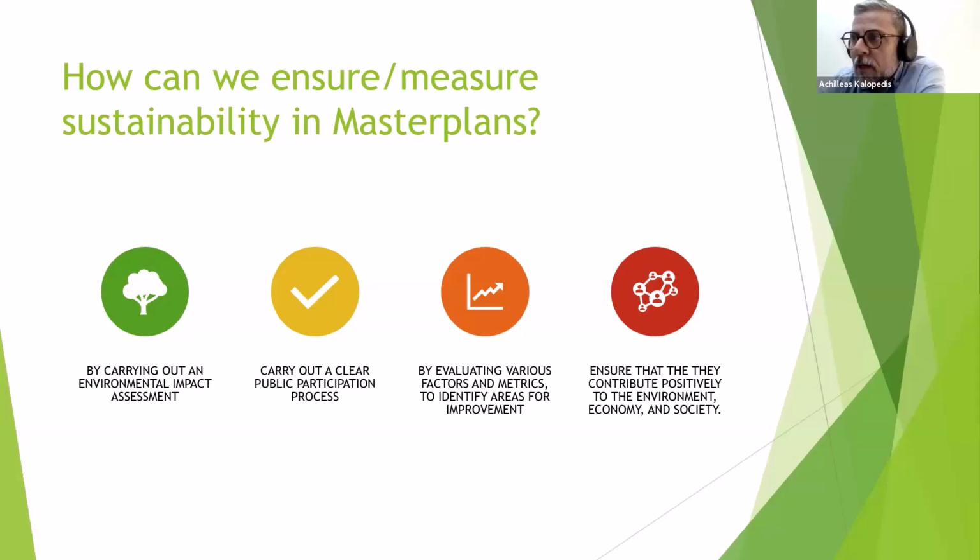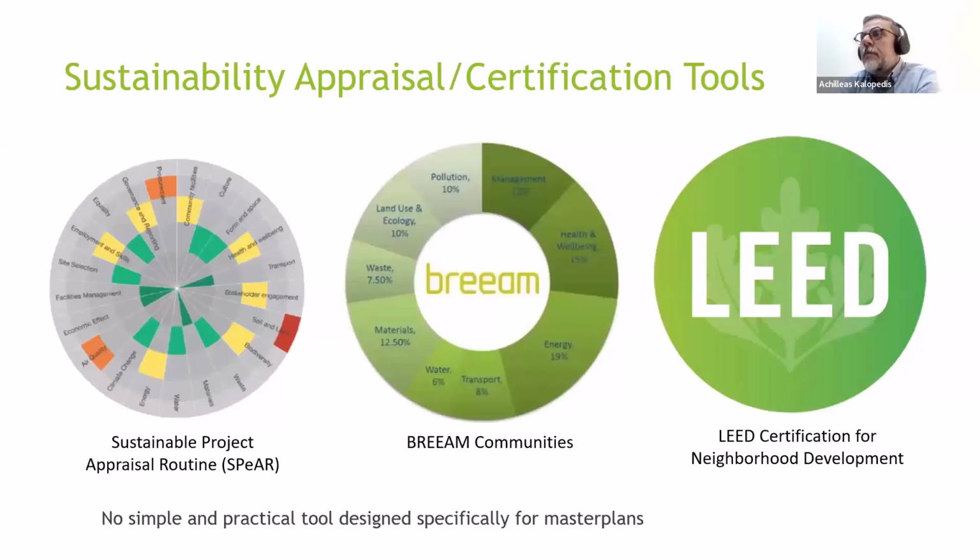The next step is to carry out a clear public participation process. Governance and including the public in your design is very, very important in ensuring sustainability. It's very useful, obviously, to evaluate various factors and metrics to identify areas for improvement as early as possible. And in general terms, the design must ensure that the master plan contributes positively to the environment, the economy, and the society.